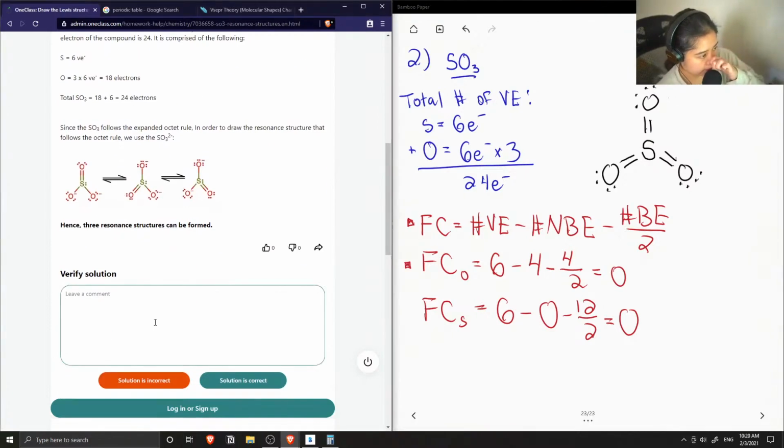Okay, so they showed how you could also have SO3 2-. If you were to gain an extra 2 electrons, then we can draw resonance structures that follow the octet rule. So this solution is correct.